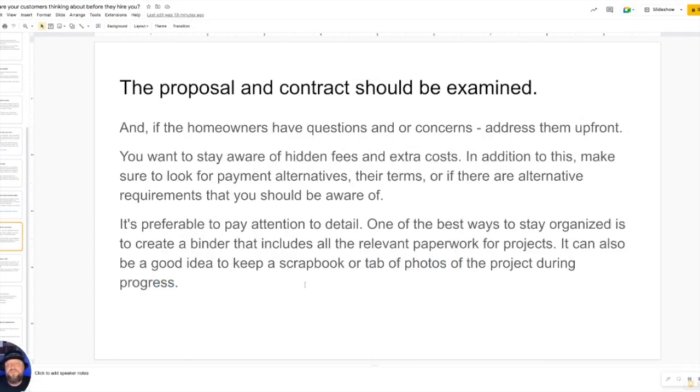The proposal and contract should be examined. Pay attention to the details. Make sure you're crossing the T's and dotting the I's. I don't want to spend too much time on this. You guys know this one. You can read the slide if you want. Feel free to.